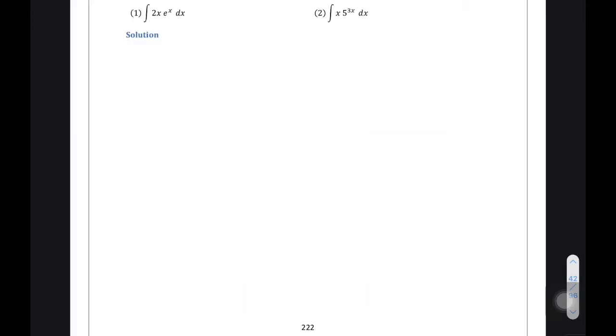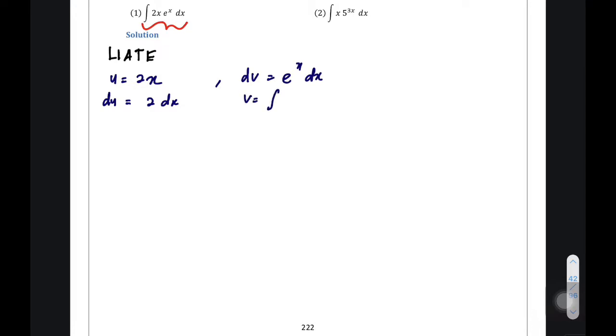Now look at the class exercise on page 222. We can use the acronym LIATE to integrate this function. Which one will be your u? In this case, u is equivalent to 2x. When you differentiate u, you get 2 dx. What will be your dv? e power of x dx. How do you get v? By integrating dv, integrate e power of x dx, which is equivalent to e power of x.